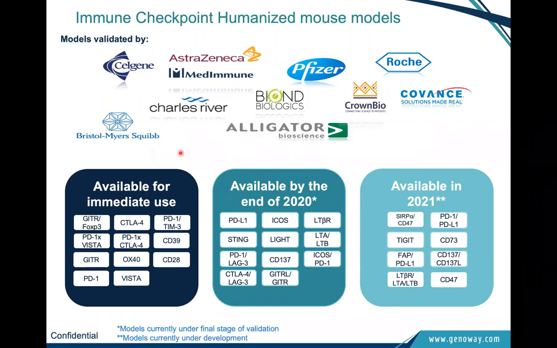They have been validated by genOway, by different CROs such as Charles River, Covance, CrownBio, and I could have included Champions Oncology here as well, but also by pharma companies. I will show some examples of this in today's talk.